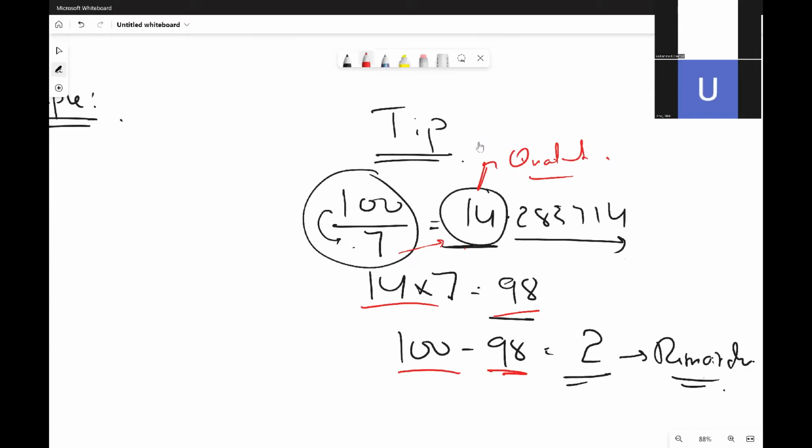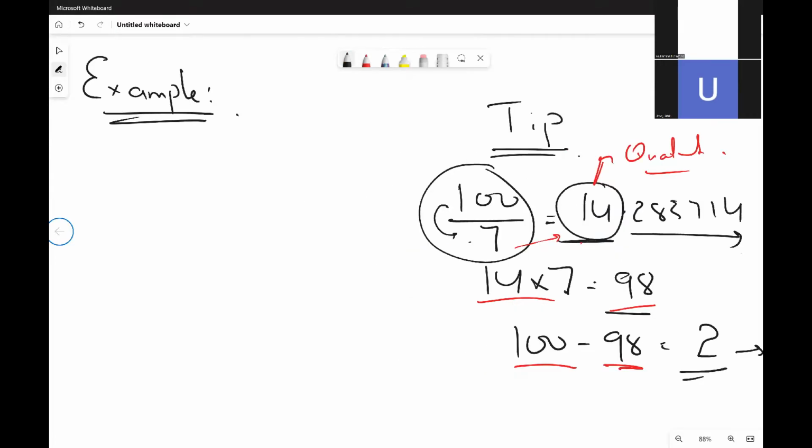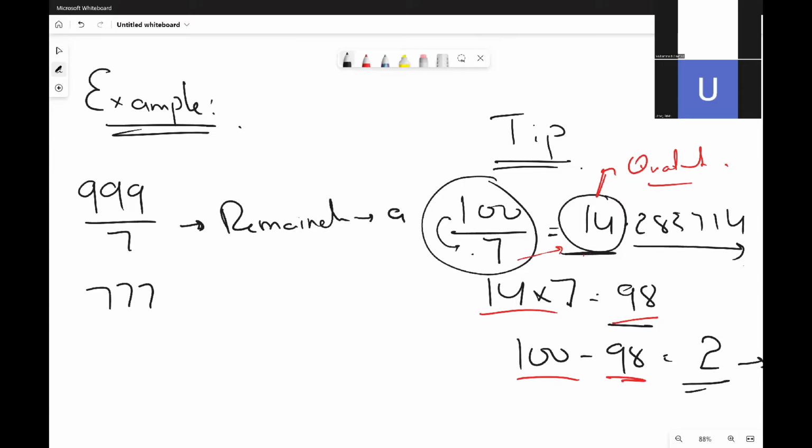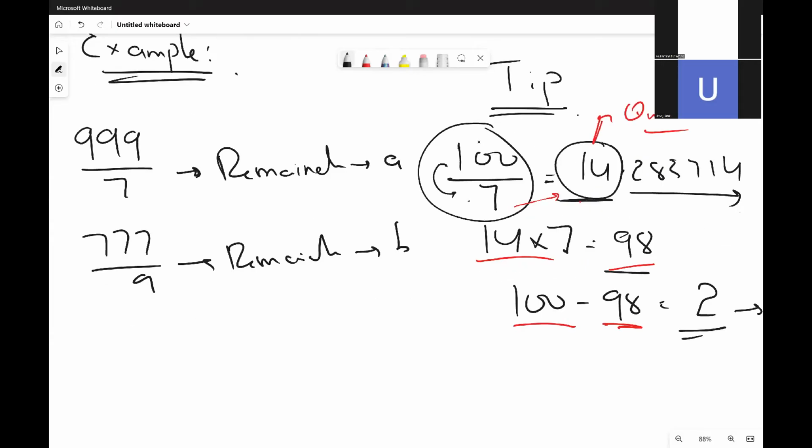Let's look at an example question to understand it in a better way. Question says, if you divide 999 by 7, jo aapka remainder aayega, remainder would be A. If you divide 777 by 9, your remainder would be B. What is the remainder when A is divided by B? अब आपने A को B से डिवाइड कर दिया. They're asking what will be your remainder.